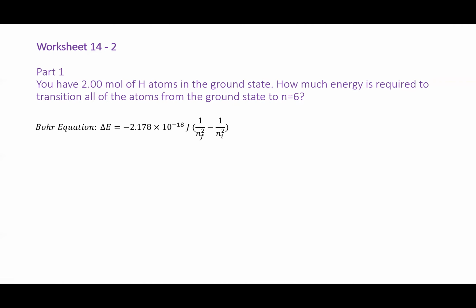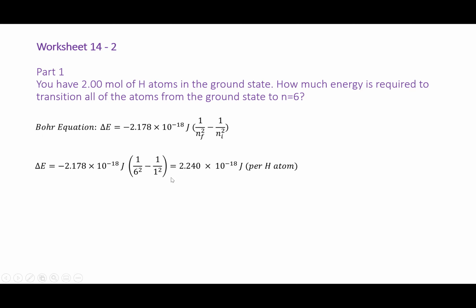So given what we have in the problem and given the Bohr equation, we can start plugging in some variables. Here, it says that it starts from the ground state and reaches n equals 6. So my n initial is my ground state, and when I'm in my ground state, my n always equals 1. So I have 1 here, and when n equals 6, that is my final transition state, so I have 1 over 6 squared here.